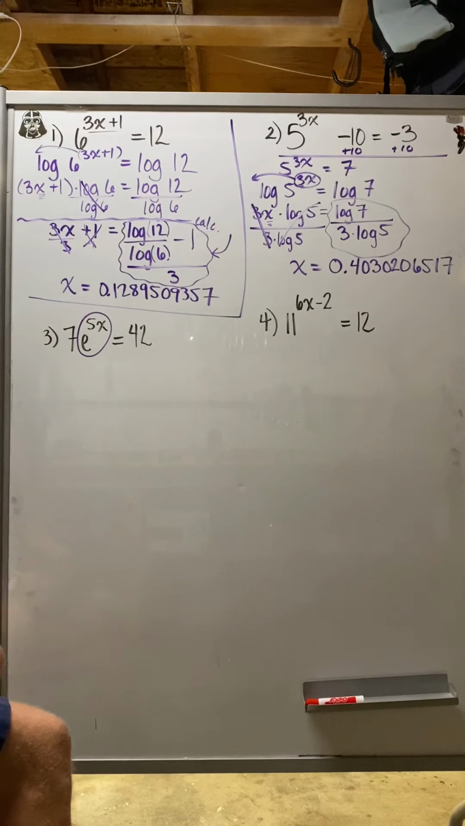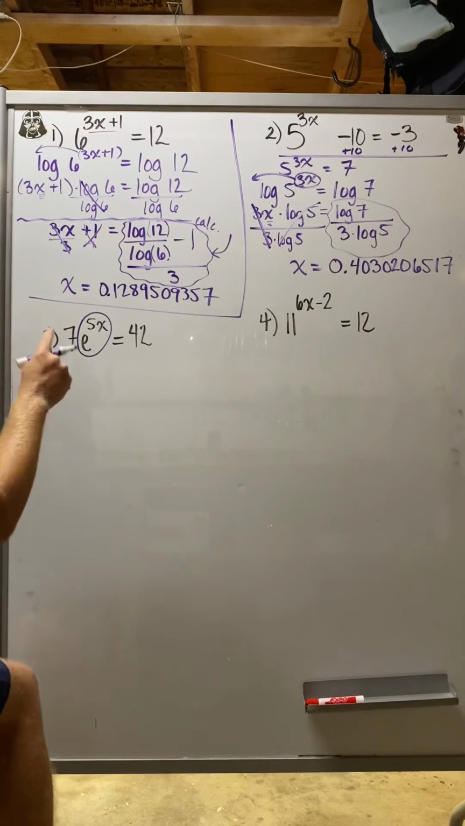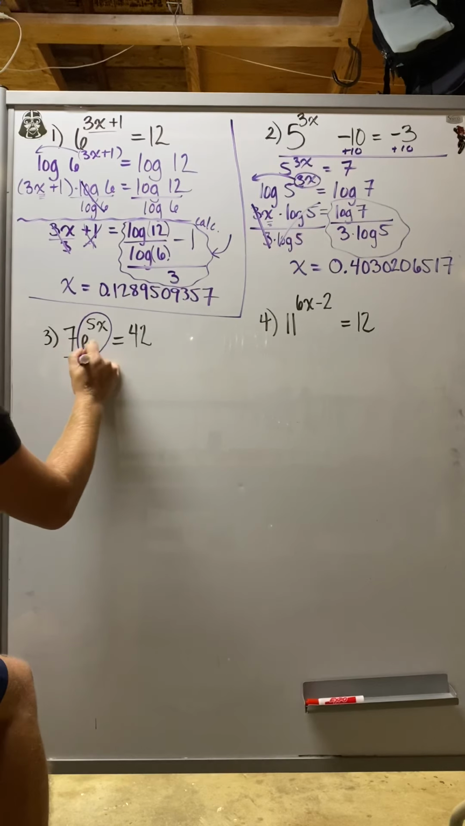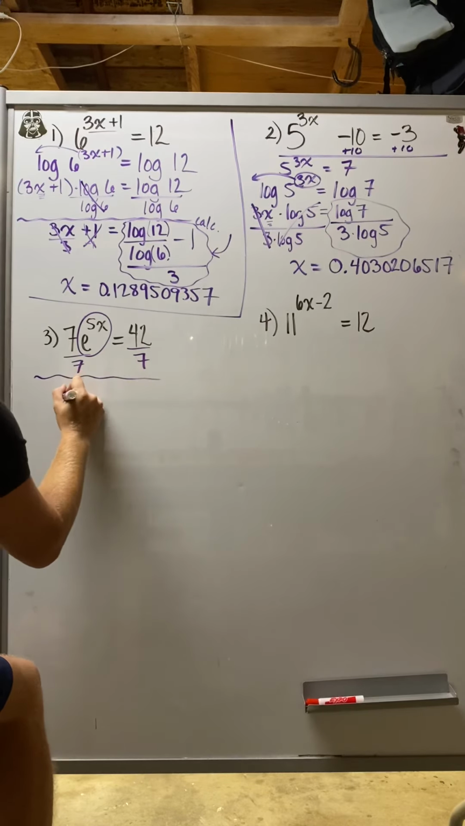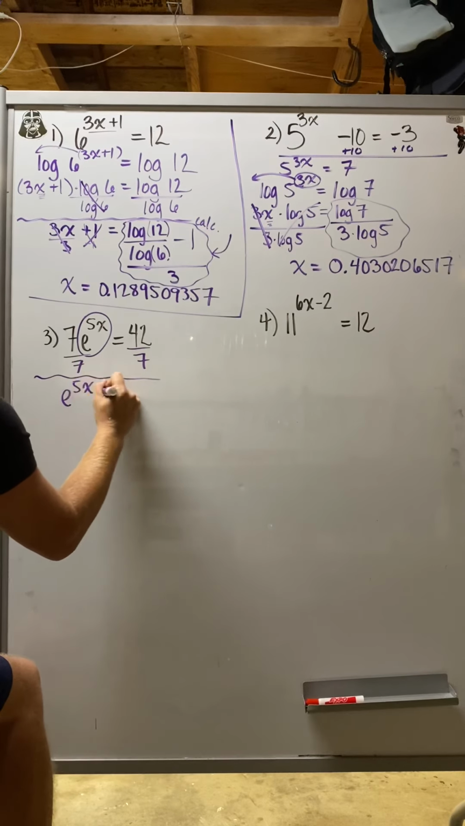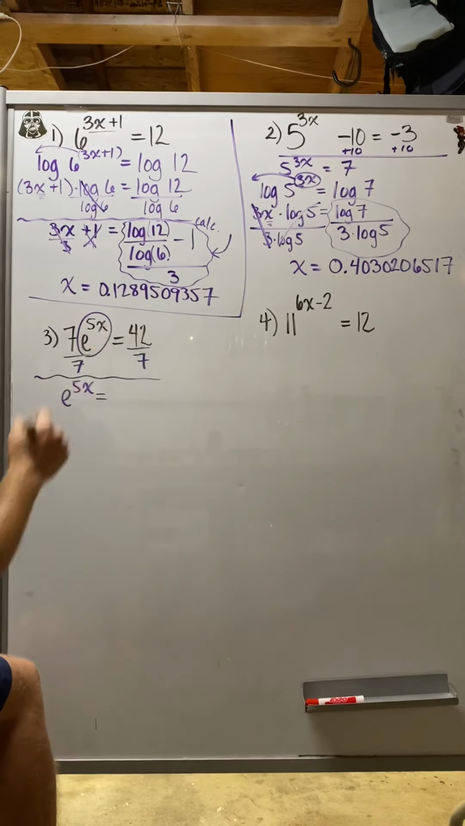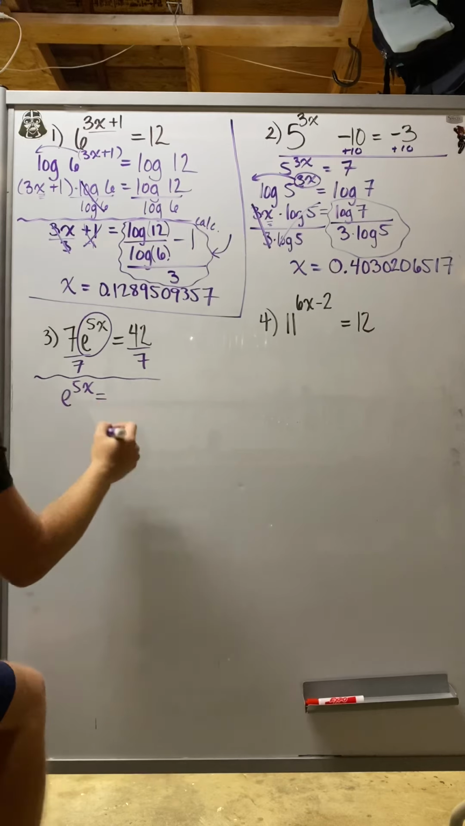What is the 7 doing to e? It's multiplying it. So the first thing that we have to do before we hit anything with the log is get rid of the 7 that's multiplying our e. So how do I unmultiply something? I divide. And that gives me e to the 5x is equal to 42 divided by 7. That's nice. That's 6.